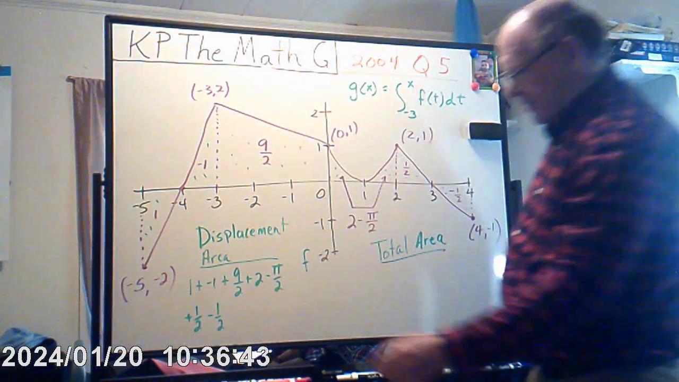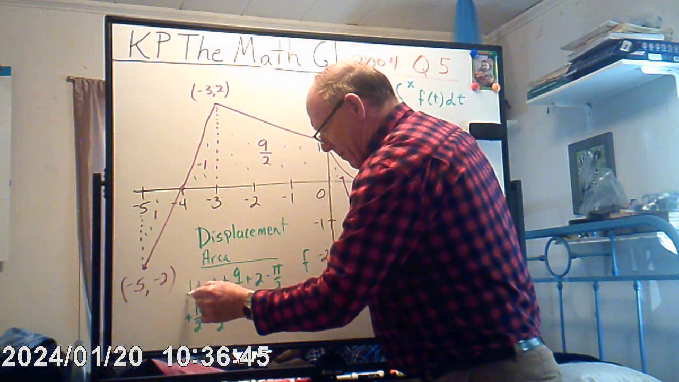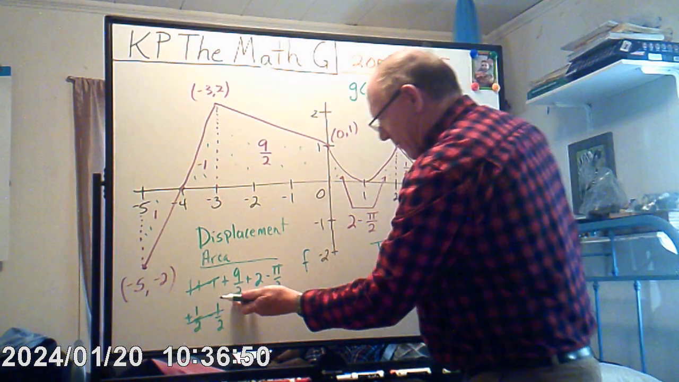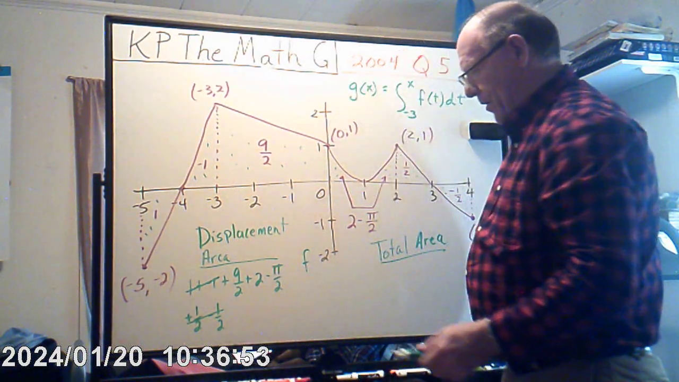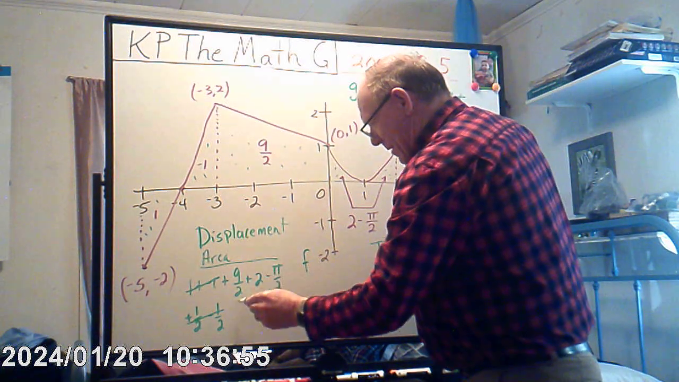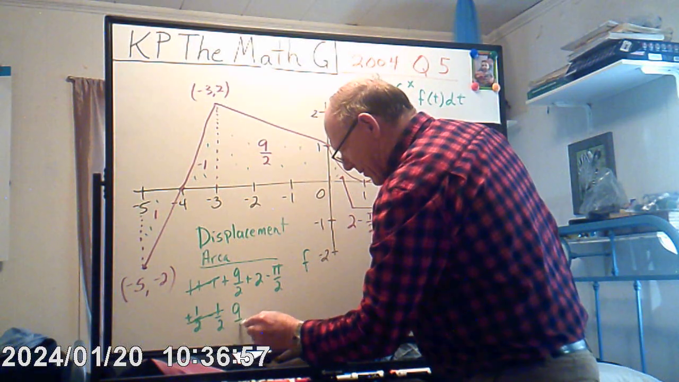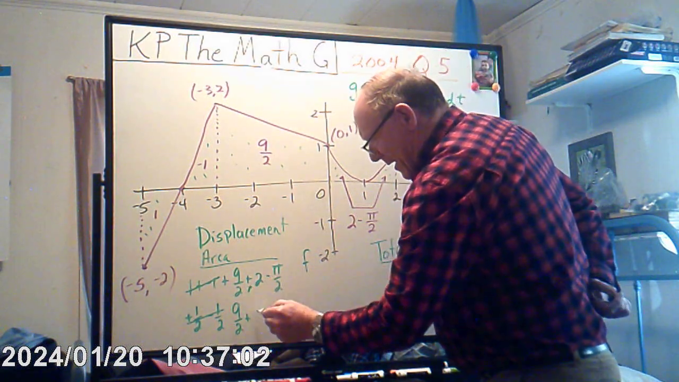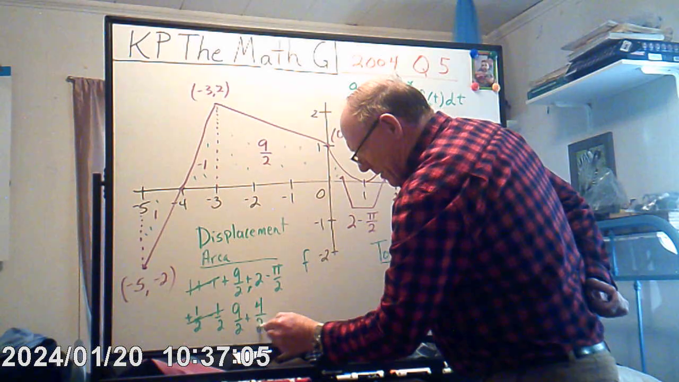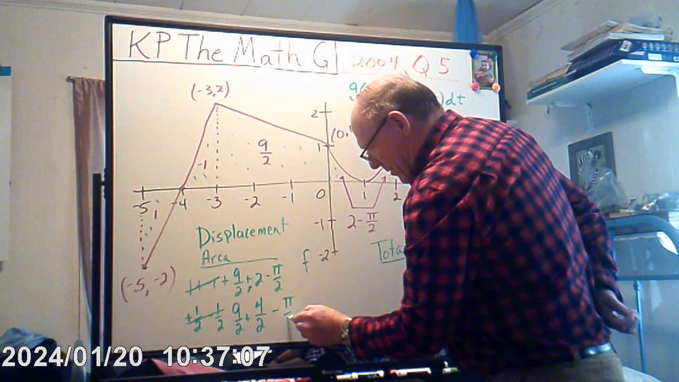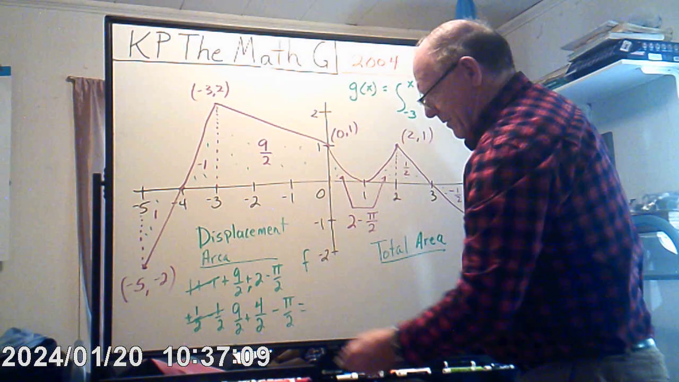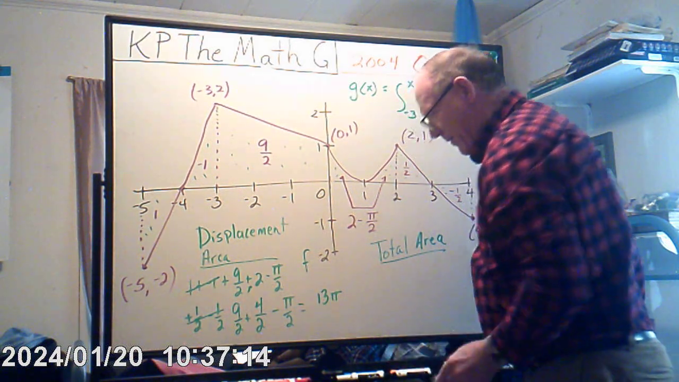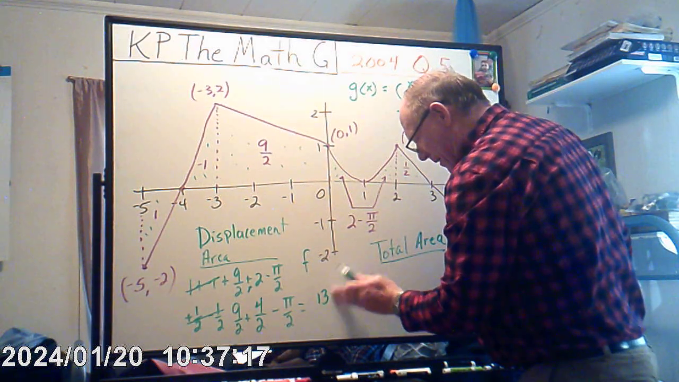Notice these are going to cancel. 1 minus 1 is 0. 1/2 minus 1/2 is 0. So all we have is this right here. And I'm just going to get the same denominators on these two. So 9/2 plus, 2 times 2 is 4. I told you how to do that. So 4 over 2 minus pi over 2. And that's equal to 4 plus 9, which is 13, so 13 over 2 minus pi over 2.